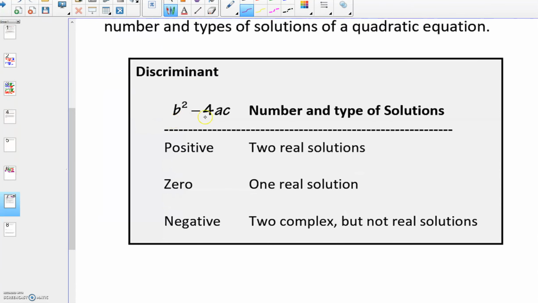So here we go. b squared minus 4ac is the discriminant. If it's positive, then there's two real solutions, one with a plus and one with a minus. If it comes out to be zero, then there's only one solution because there's nothing to add and subtract. You add zero, subtract zero, and you get the same answer. And if b squared minus 4ac is negative, then you have two complex but not real solutions. So they're not real, they are imaginary.